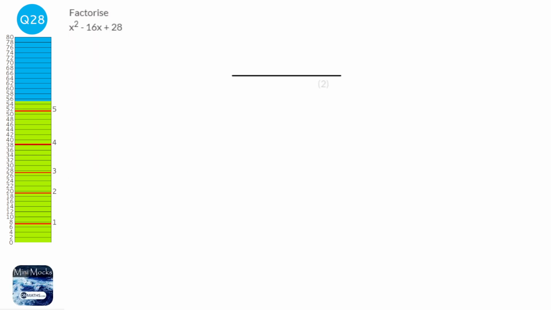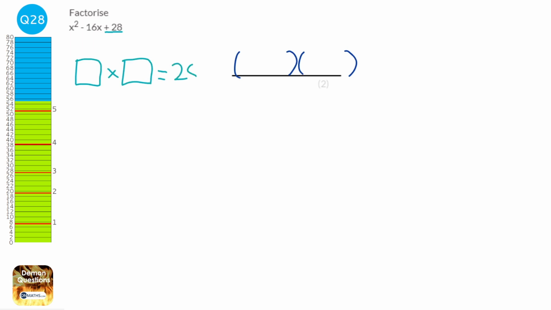When factorising a quadratic, and this is a quadratic, so we've got an x squared term, an x term, and a number term, what we need to do is find numbers to put in 2 pairs of brackets. And to do that, we first of all look at the number on its own, the 28, and we need to find 2 numbers that multiply together to make that 28. We also look at that minus 16, the coefficient of the x term, and we know that they've got to add together to make that minus 16.